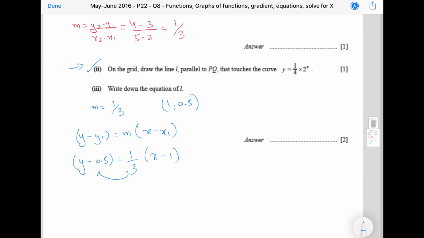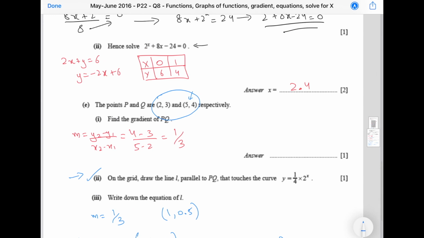3 goes to this side, gets multiplied, so you get 3y minus 1.5 equal to x minus 1. Then this 1.5 goes to the other side, gets added to negative 1. So your final equation becomes 3y equal to x plus 0.5, and you can write it over here, 3y equal to x plus 0.5. Sorry, I forgot to write the answer over here. The gradient was 1 over 3, and you're done with the question.